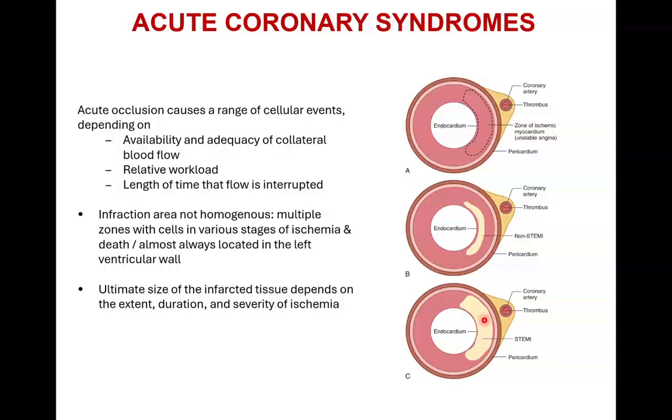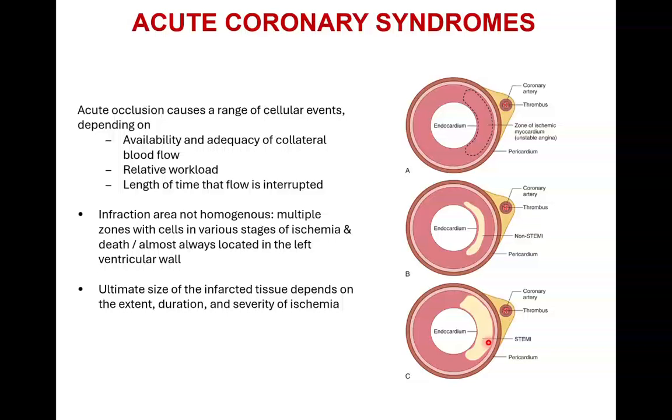entire thickness of the heart wall that has been affected in terms of its access to blood flow. So the idea is that ultimately the size of the tissue that experiences the infarction will depend on how much the blood flow has been interrupted and how long, and that extent and duration of blood flow determines the level of severity of the ischemia. So when you see the entire thickness of the wall has been affected, what can result from that is a STEMI, right? That's a significant cardiac event.